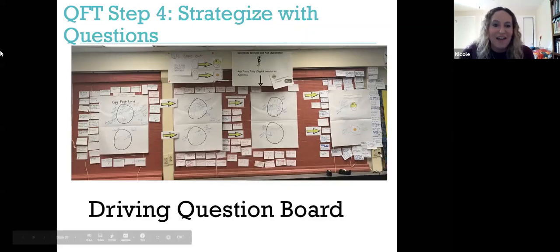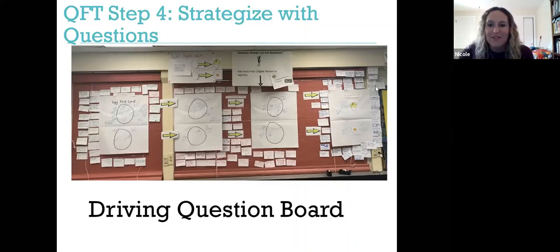So they are within their categories. So egg first laid, these are all questions related to the egg first laid. These are all questions related to the egg over time. And these are all questions related to the end of the process. And then way over to the right are the related phenomena ones. I just couldn't get it all in one frame. But that is what our driving question board looks like, and the students constructed it with me.